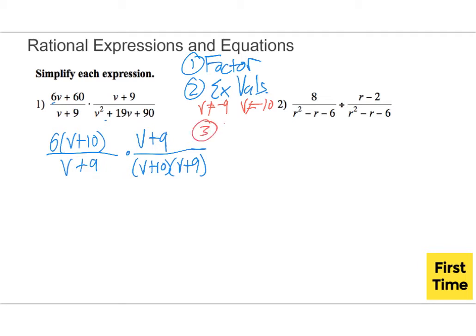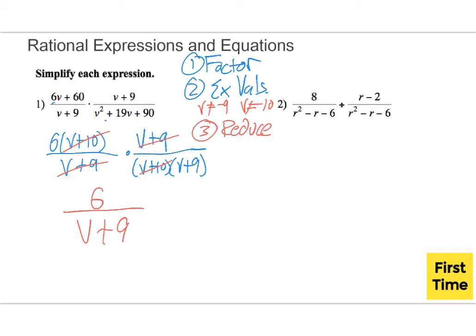Once we find excluded values, we're going to reduce. And in this case, we've got a v plus 9, v plus 9, and get rid of one of each of those. I've got a v plus 10, v plus 10, I can get rid of one of each of those. On the top, I'm left with just 6, and on the bottom, I'm left with just v plus 9. At this point, since we have identified our excluded values and reduced, we are done.